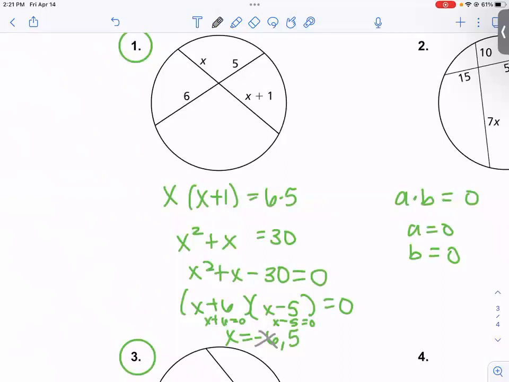If this segment were instead X plus 7, and if these were our segments, is negative 6 okay? Yes. So you need to go back to your circle.